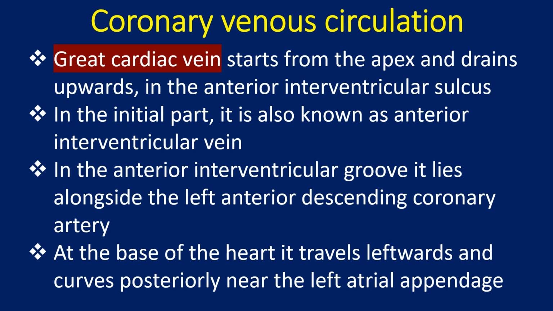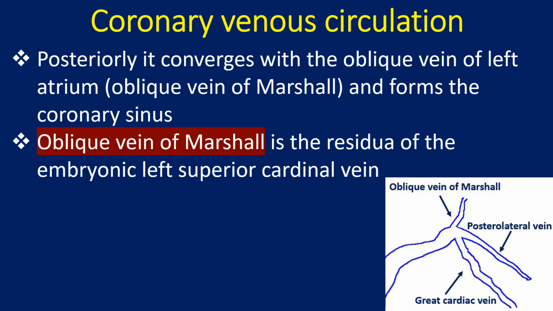Great cardiac vein starts from the apex and drains upwards in the anterior interventricular sulcus. In the initial part, it is also known as anterior interventricular vein. In the anterior interventricular groove, it lies alongside the left anterior descending coronary artery. At the base of the heart, it travels leftwards and curves posteriorly near the left atrial appendage. Posteriorly, it converges with the oblique vein of the left atrium or oblique vein of Marshall and forms the coronary sinus. Oblique vein of Marshall is the residua of the embryonic left superior cardinal vein.